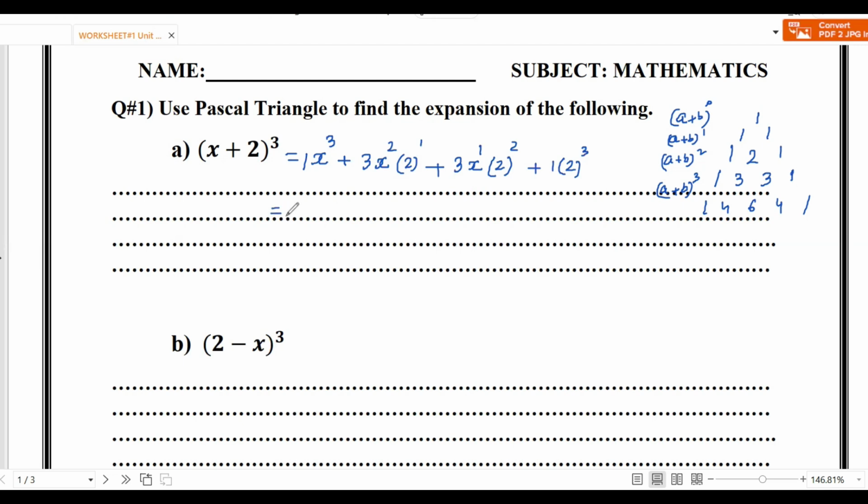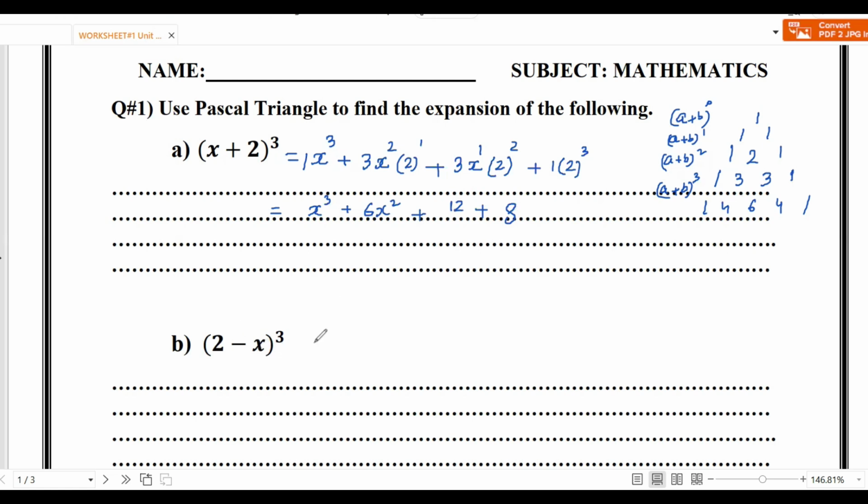And after this, we just simplify the expression, which is x cubed plus 6x squared plus, 2 twos are 4, 4 threes are 12, so 12x, plus 8. This is the answer.